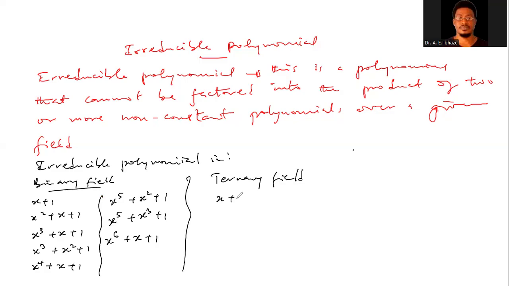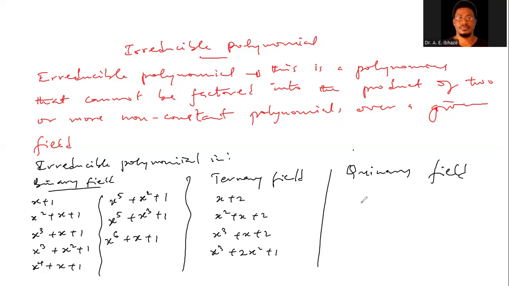We have x plus 2, x squared plus x plus 2. We have x cubed plus x plus 2. Then we have x cubed plus 2x squared plus 1. And then in the quinary field, we have x plus 2, x squared plus 2x plus 3, and then x cubed plus 3x plus 2, and x to the 4 plus x squared plus 2. So these are possible irreducible polynomials by standard that could be adopted.